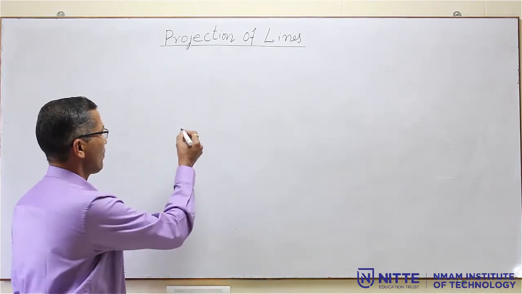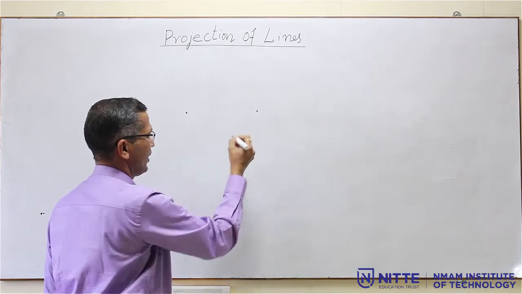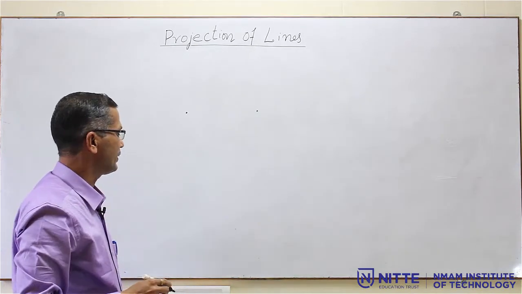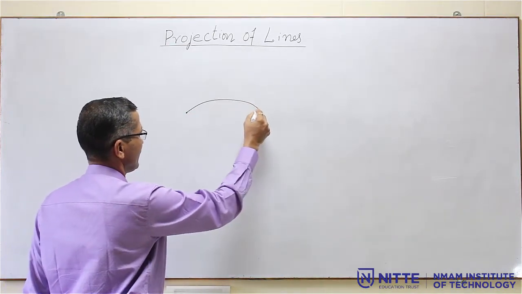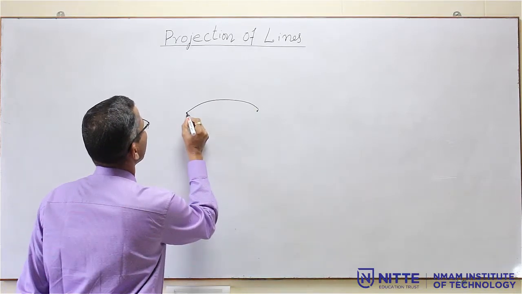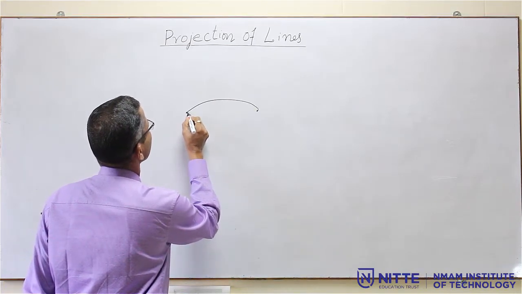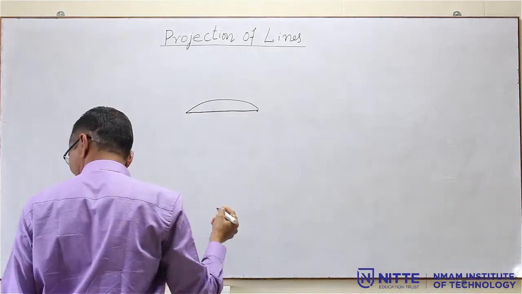Now if there are 2 points, the shortest distance between these 2 points is the straight line. So if I connect it like this, now this is not a straight line. So I have to connect it by the shortest distance. So this becomes the straight line.